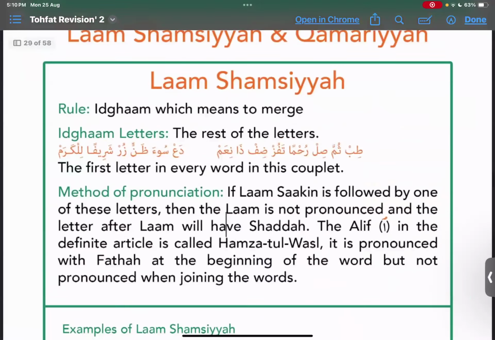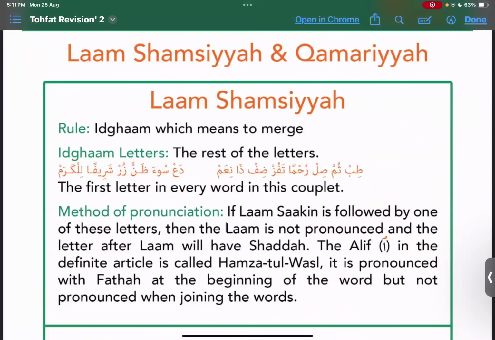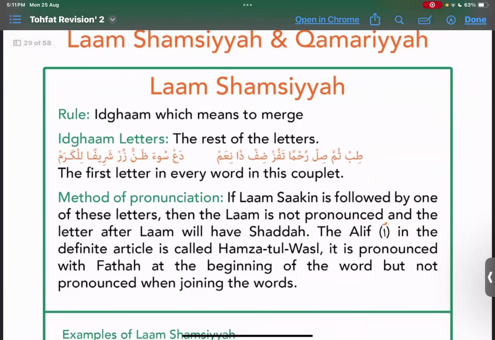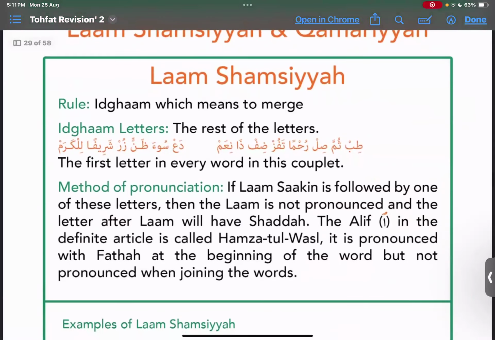The next ruling we have is the ruling of lam shamsiyya, in which we use idgham. We merge it, same as the idgham that we talked about in previous chapters. And this applies for the other 14 letters of the alphabet. The Arabic alphabet has 28 letters. They're split exactly in the middle. 14 for Shamsiyya, 14 for Qamari. And that is the first letter of each word in this couplet.